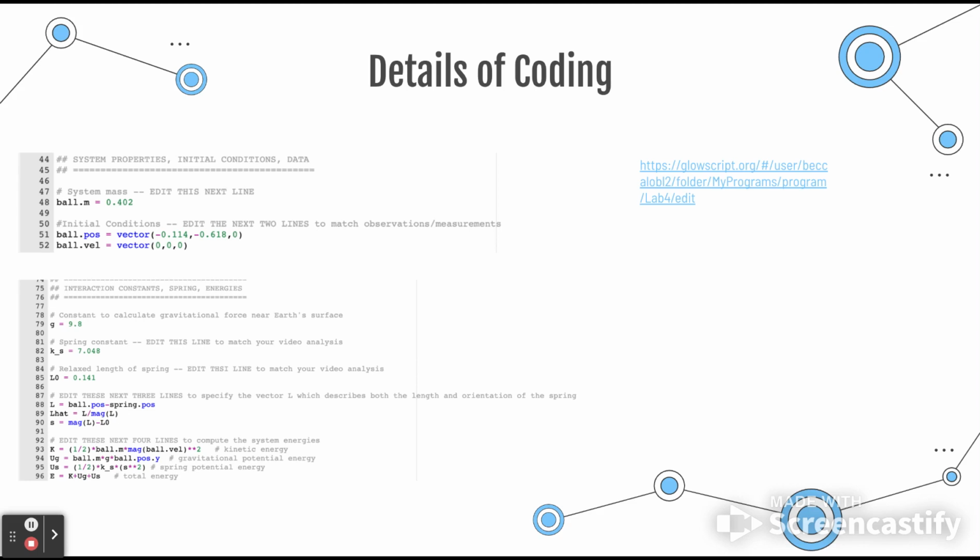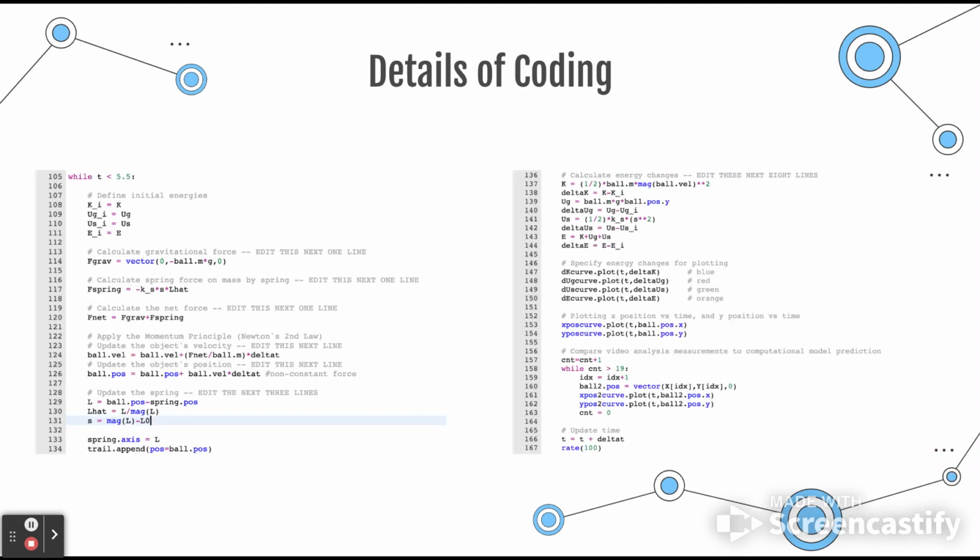Kinetic energy is 1/2 mv squared, and the gravitational potential energy is mgh. The spring potential energy is 1/2 times the stiffness of the spring times the compression of the spring squared. And there is a link to my code there. So our initial energies are previously calculated values, and then we just need to calculate the spring and gravitational force.